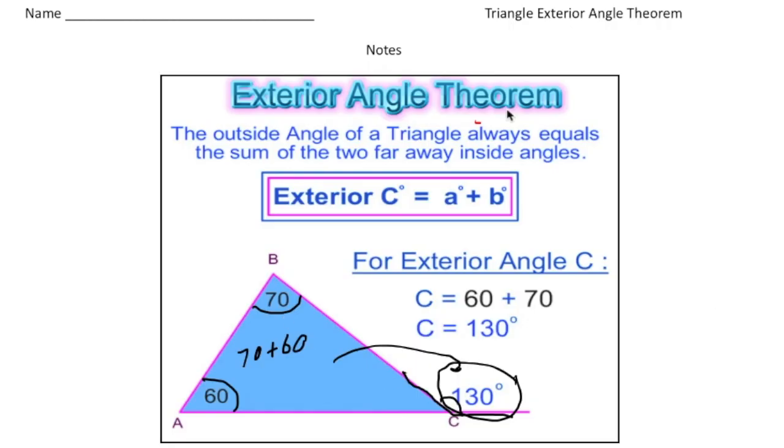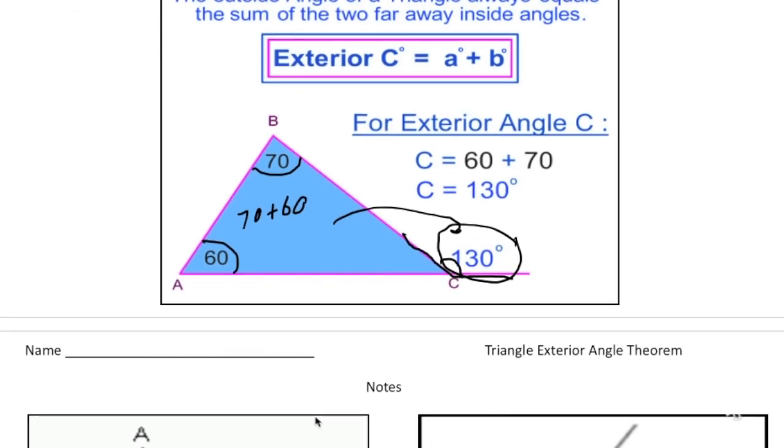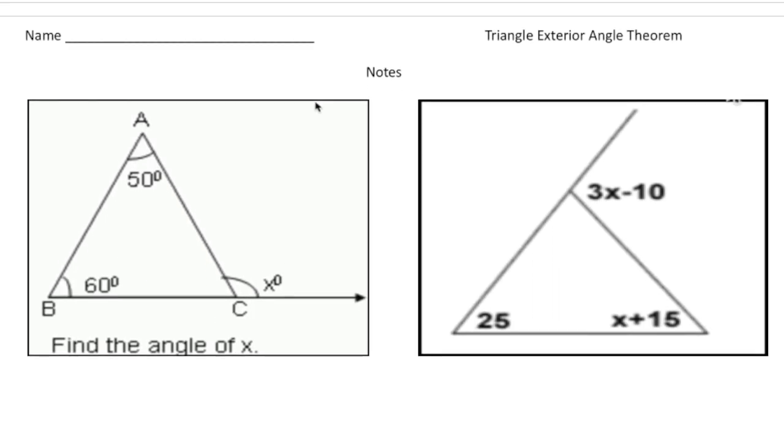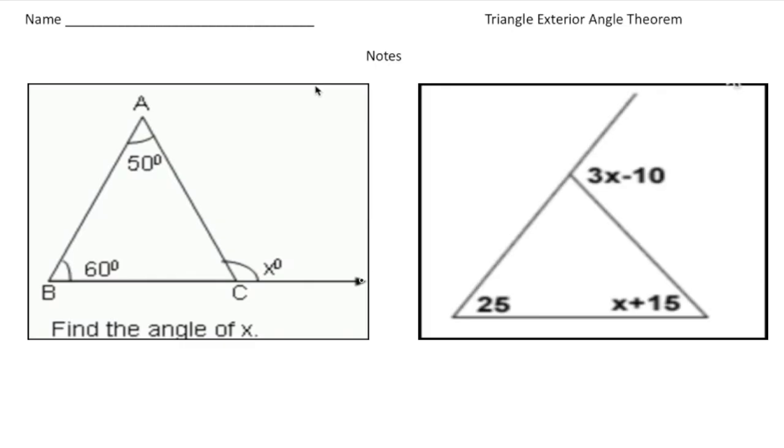All right. So now that you know that, let's turn the page and try some of these problems. Here we have a triangle. We have an angle that's 50 degrees, 60 degrees. This one here is unknown, but this one's x. So we know that this angle right here has to be the sum of this angle plus this angle. So 50 plus 60 will give us 110 degrees.